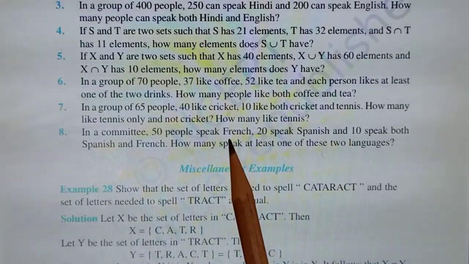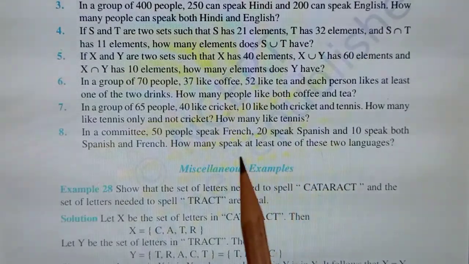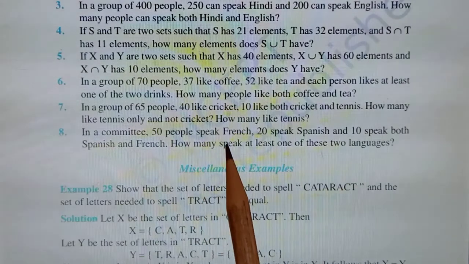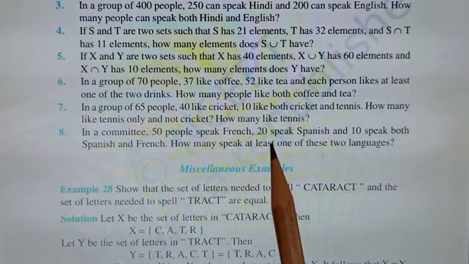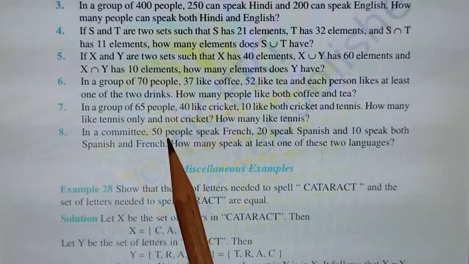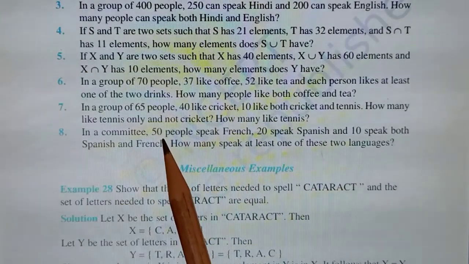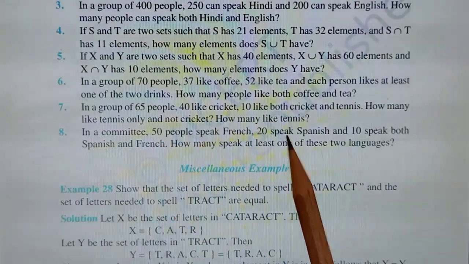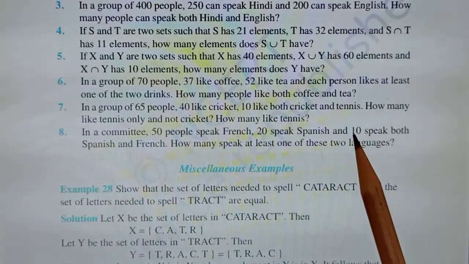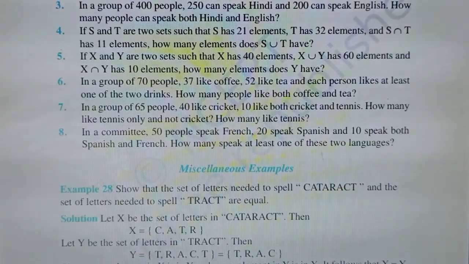So you need to find, suppose we represent them by F and S, cardinal number of F union S is what we have to find, and we have been given cardinal number of F, cardinal number of S, and cardinal number of intersection as 10. So put it in the formula and get it.